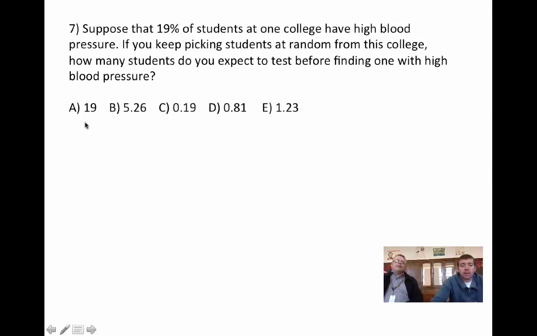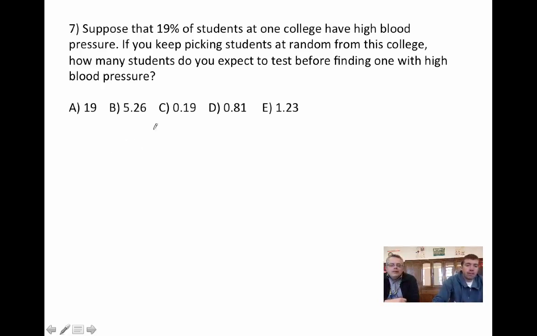All right, Mr. Lewis, what do we got? All right, so the last one: suppose that 19% of students at one college have high blood pressure. If we keep picking students at random from this college, how many students do we expect to test before finding one with high blood pressure? So this is an expected value problem. And why is it a geometric model? Because we want it to end when we find somebody with high blood pressure. Yeah, waiting for success. If it's a problem where you're waiting for something to happen, geometric model.